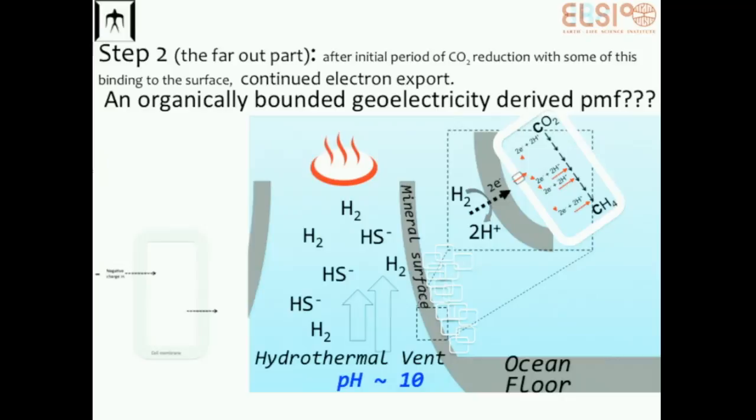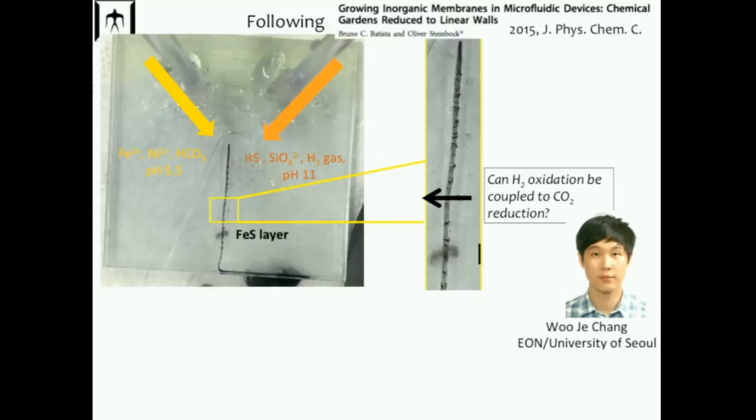How are we going to do it in the lab? We're starting to make kind of very simple simulated hydrothermal vents where we pump a solution of iron and carbonate and other carbon compounds, and on the left, we put that into a sulfidic solution on the right. We can make an iron sulfur layer, and we can ask this question, can you actually oxidize hydrogen and couple that to CO2 reduction or other carbon molecule reduction? In this flat diagram, the thing on the left would be the ocean.